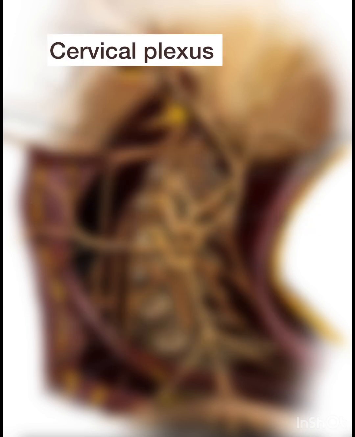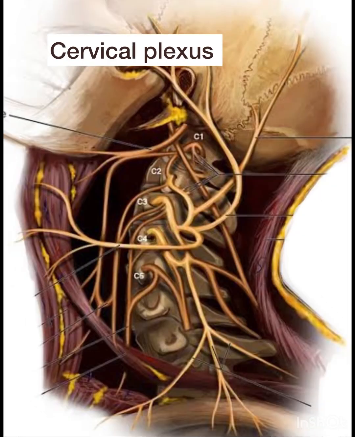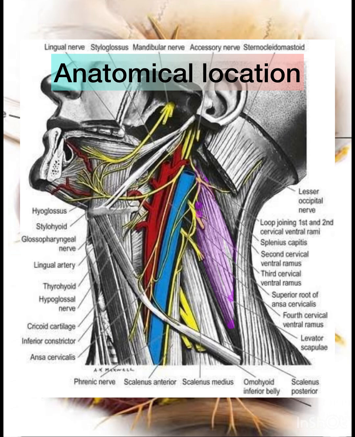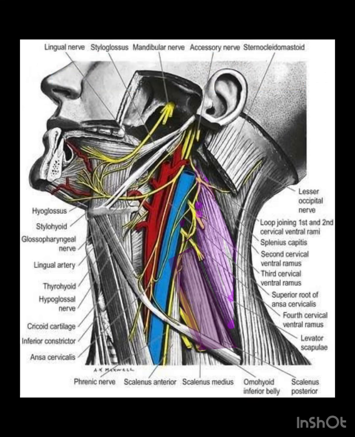Cervical plexus is formed by the ventral rami of upper four cervical nerves C1 to C4, giving multiple branches, superficial and deep depending upon the location. So if we talk about the anatomical location, it lies on levator scapulae and scalenus medius muscle, deep to prevertebral fascia, internal jugular vein, and sternocleidomastoid.